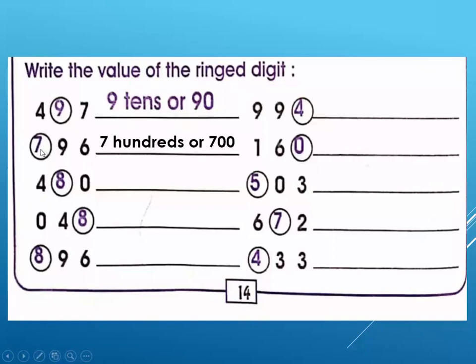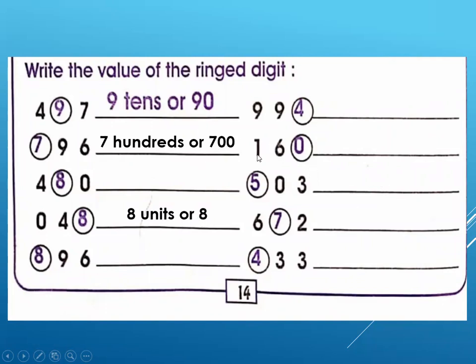Here 7 is in the hundreds place. So we write here 700, or we also write 700 in figures like this. Here 8 is in the unit place. So we write here 8 units or 8.